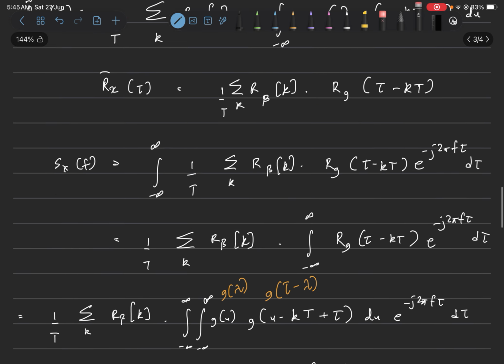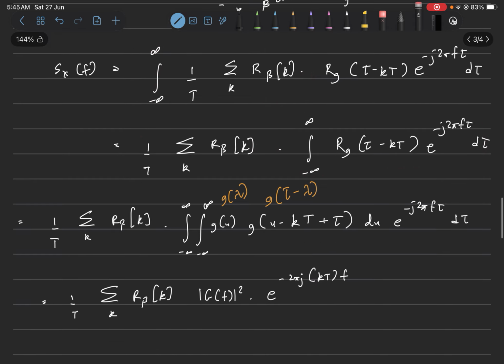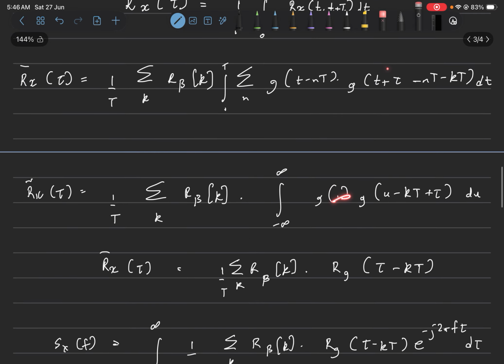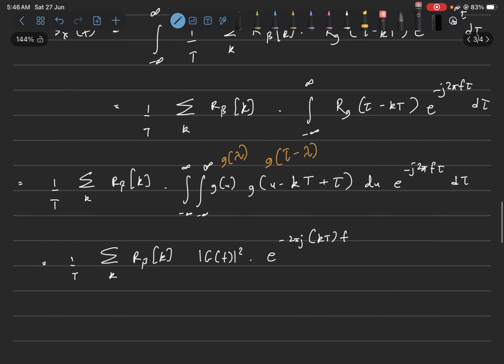So next, since we have the autocorrelation function, we need to calculate the PSD by taking the Fourier transform of Rx(tau). So the Fourier transform will be the integral of Rx(tau) times e to the power minus j2 pi f tau d tau, and we can plug in Rx(tau) from above. Now this does not depend on tau, so this can be taken outside, and we have this expression. Now we can replace the value of Rg from above with this integral. So now we have one integral from the Fourier transform and one from the definition of Rg.